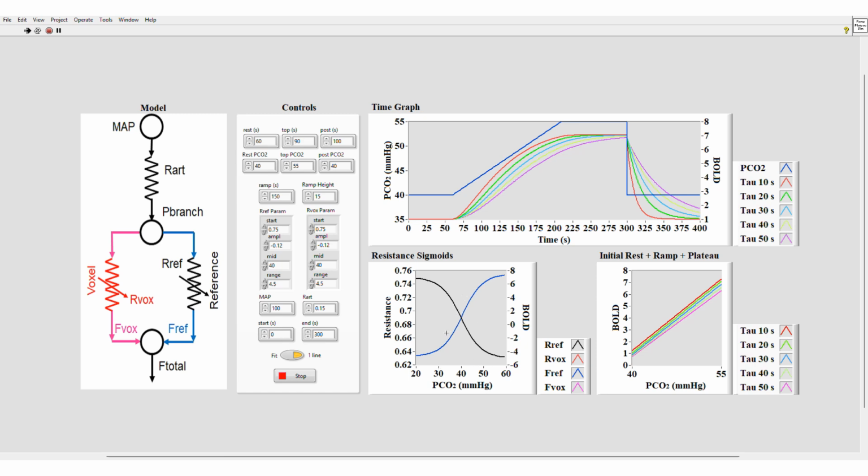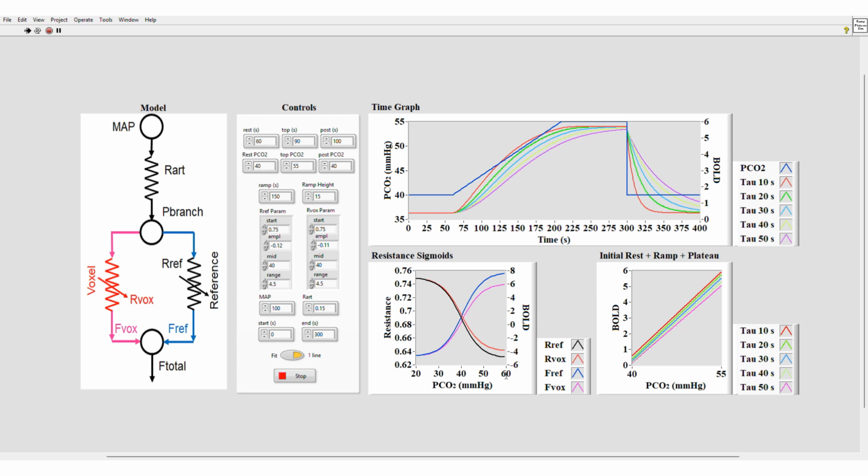Here, the examined voxel sigmoid parameters at this moment are the same as the reference resistance, and they overlap. By reducing the voxel resistance sigmoid amplitude slightly, from 0.12 to 0.11, we can see now the reference resistance as the black line here, and the voxel resistance as the red line here, over the range of PCO2 from 20 to 60 millimeters of mercury.